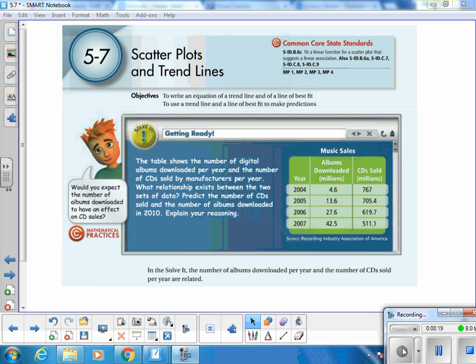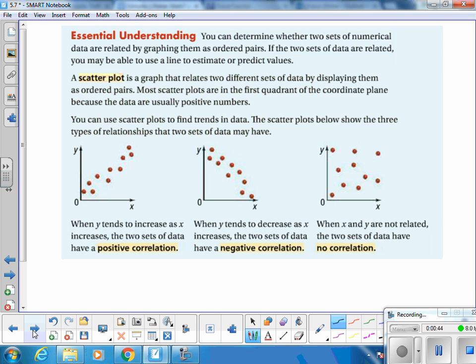This happens like in this particular situation here, where we are looking at albums downloaded to CDs sold, the number of albums downloaded per year and the number of CDs sold per year, kind of looking at, are they related? Do they have a relationship between them? And we plot this out. It's not just a linear relationship, but it does create a scatter plot. So let's look at different things like that.